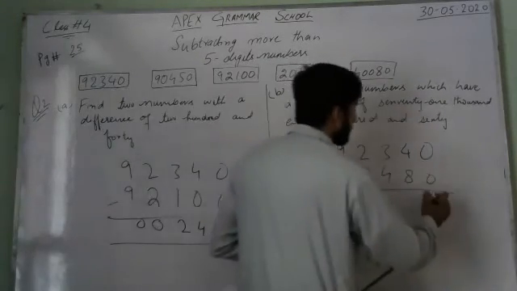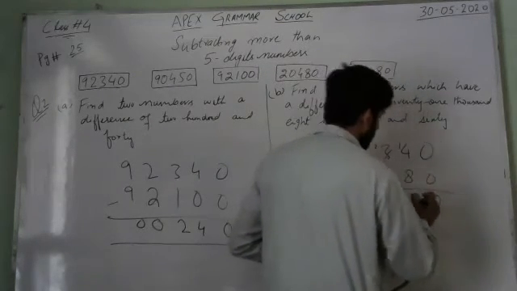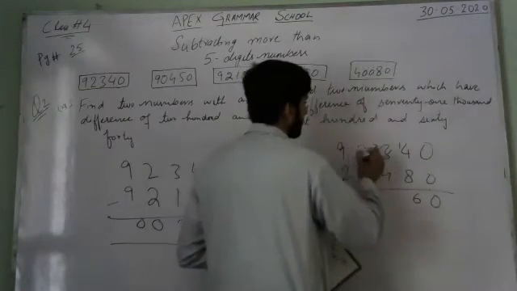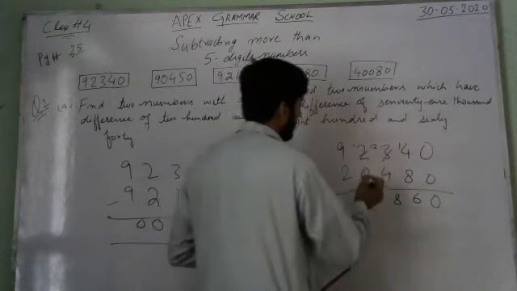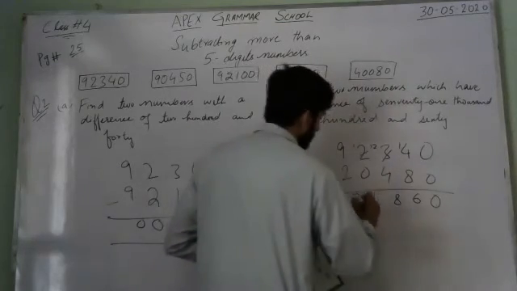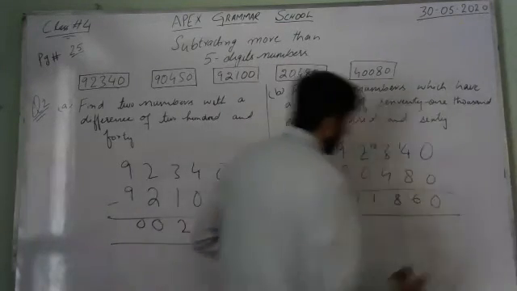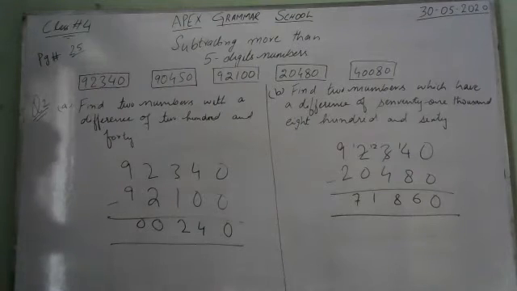0 minus 0 is 0. 14 minus 8 is 6. 12 minus 4 is 8. 1 minus 0 is 1. And 9 minus 2 is 7. So the required answer is 71860 after subtracting the required numbers.